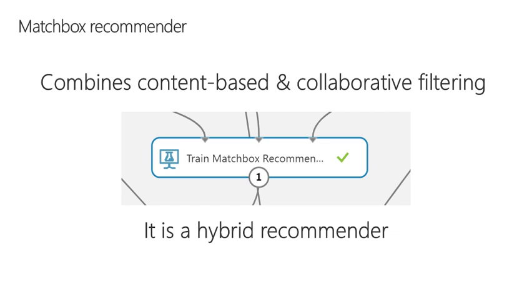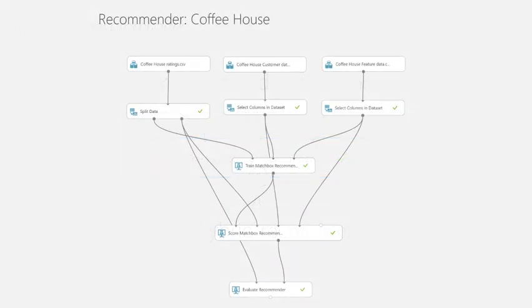In this exercise today, we're going to use the Matchbox recommender. The Matchbox recommender combines the two previous techniques we have seen, content-based and collaborative filtering. It is a hybrid recommender, so it usually produces more accurate results. So, this is the model we are aiming to build today. We're going to take some data, create a recommendation, and score this recommendation.